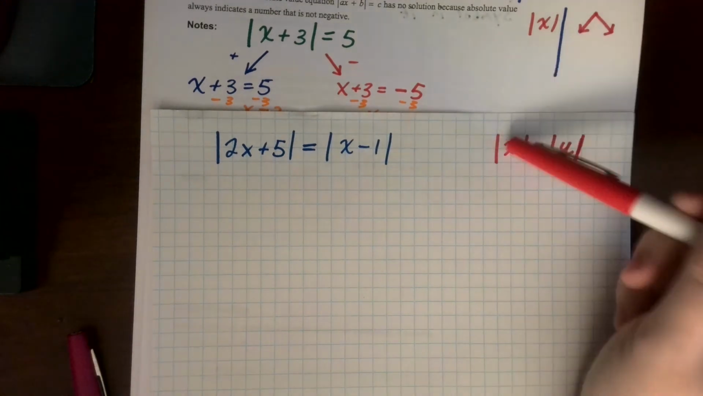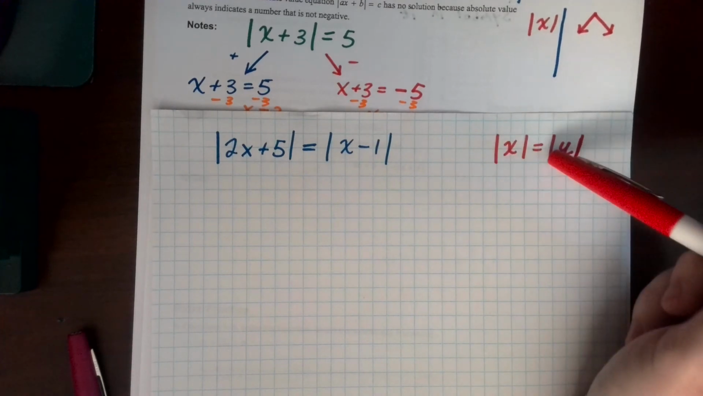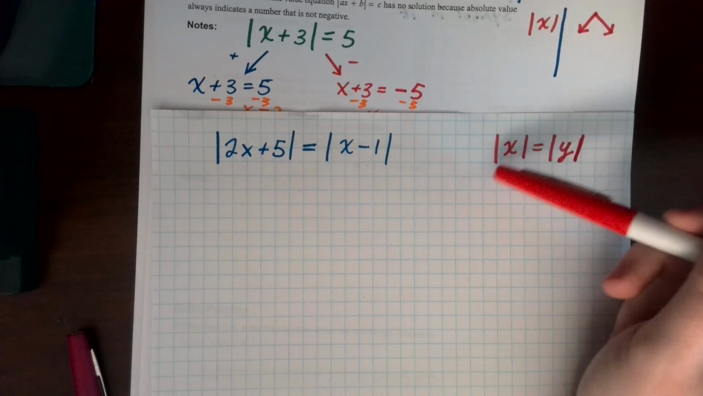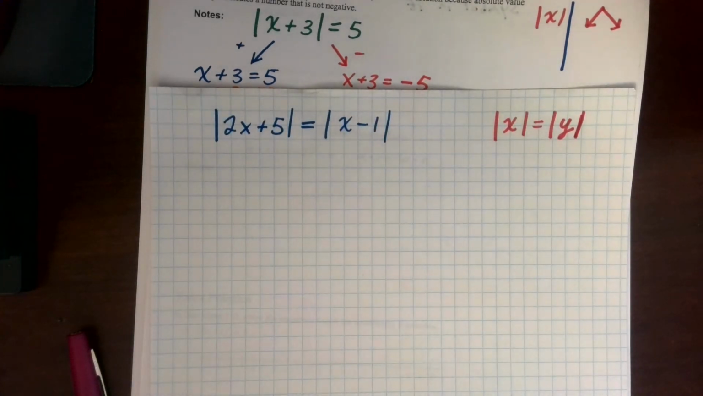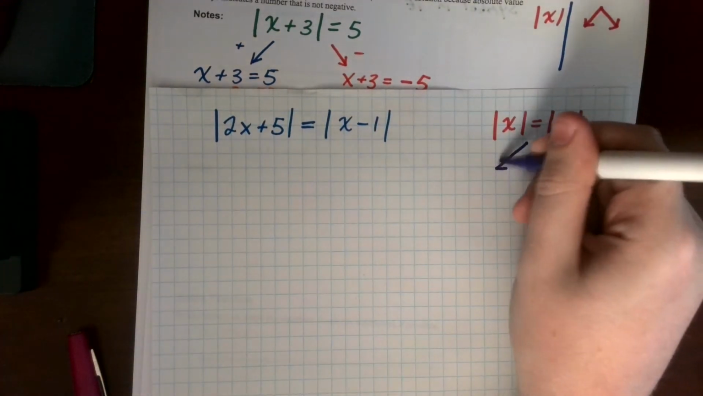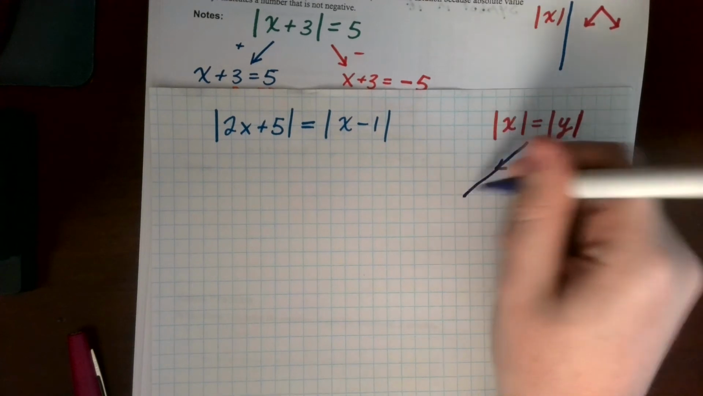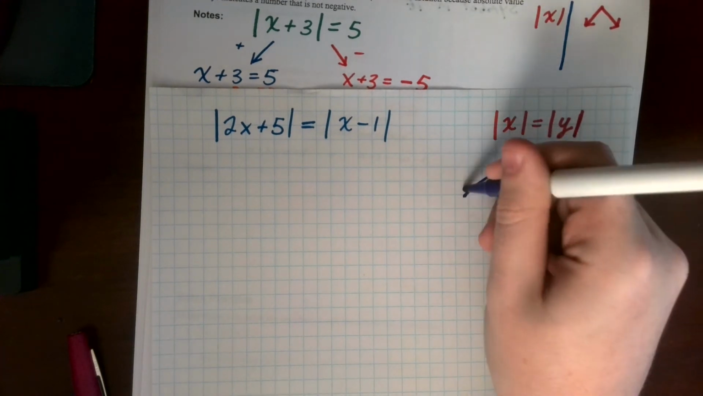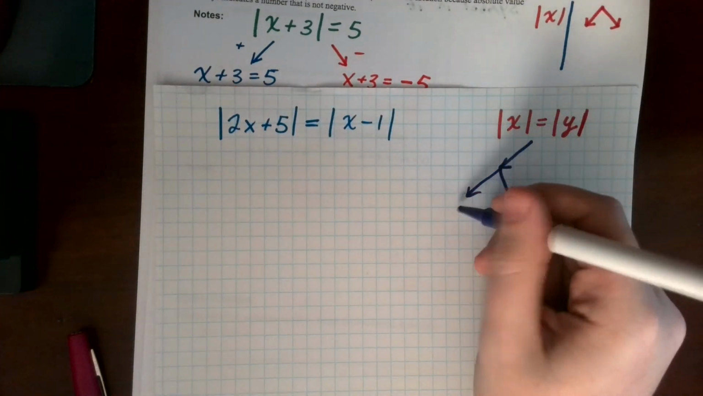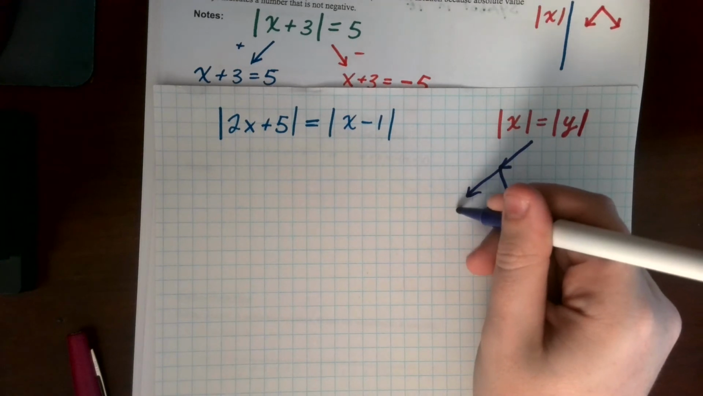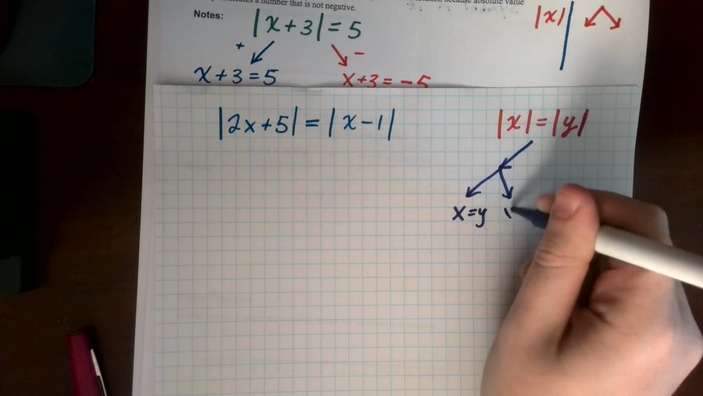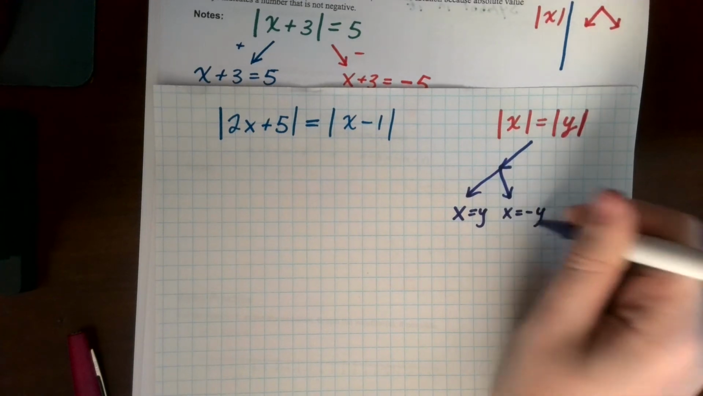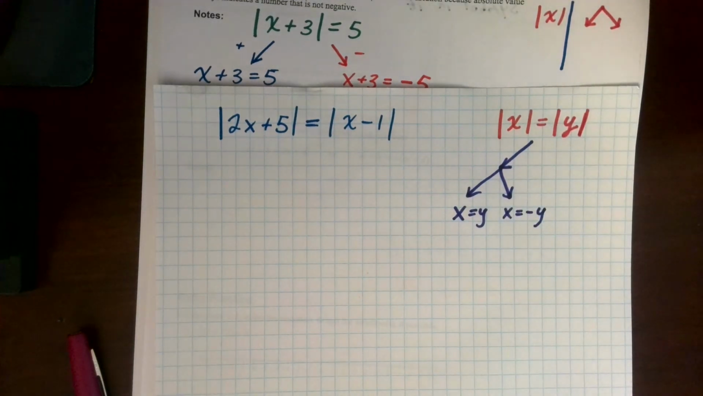Well, if these two absolute values are equal, and I split my x, that means that I would have an equation that looks something like this. I would have x equals positive y, and x equals negative y. Okay, not that crazy.